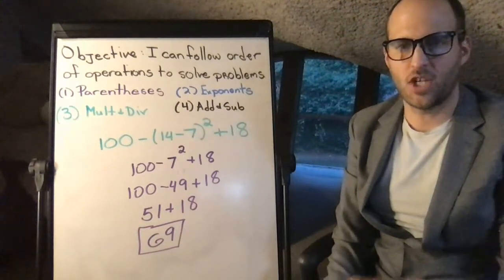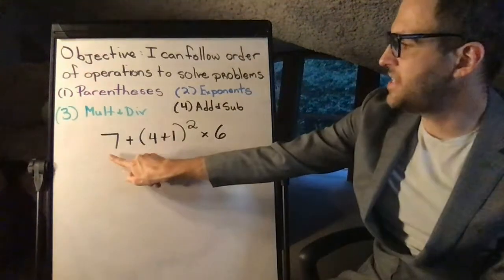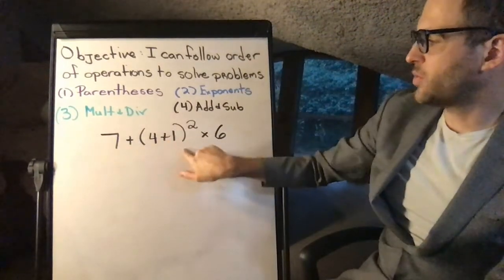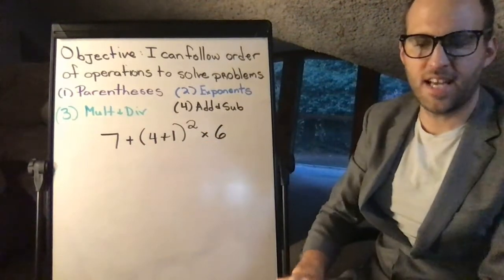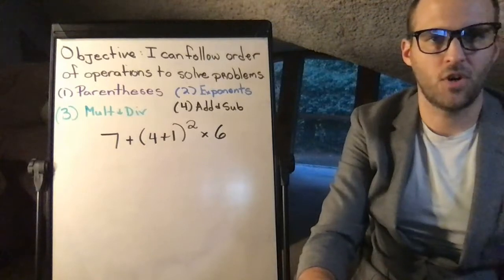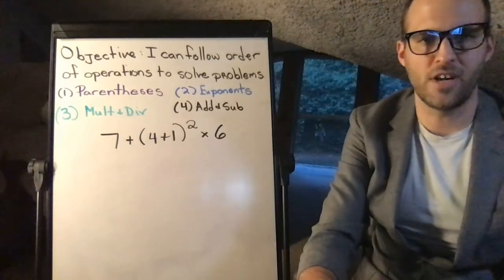Let's look at another question. Our next question, friends, is 7 plus (4 plus 1) squared multiplied by 6. Take a second. Come up with the correct answer using your order of operations.